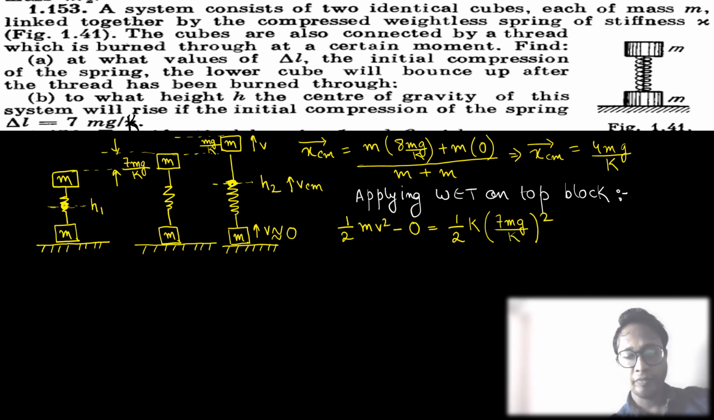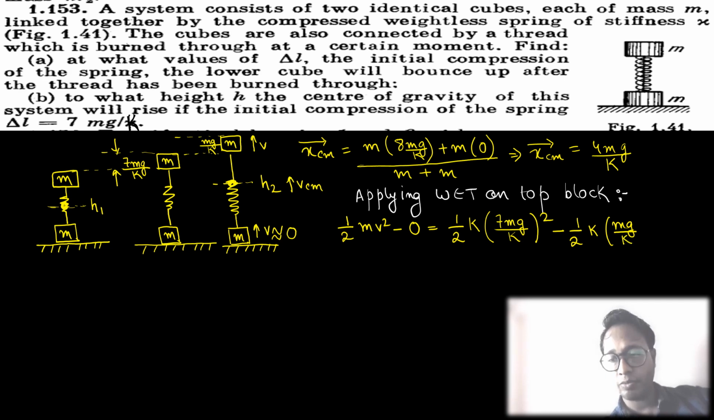Now from this position to this position, the spring force will do negative work. Why? Spring force is downward, displacement will be upward. And what is the upward displacement? mg by k. So minus half k (mg by k) whole square.